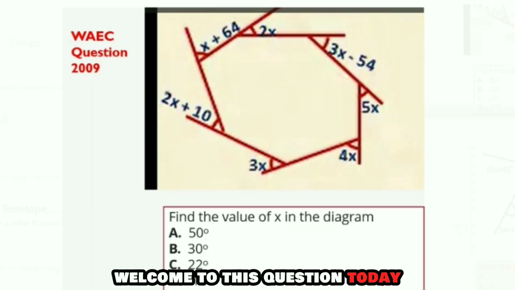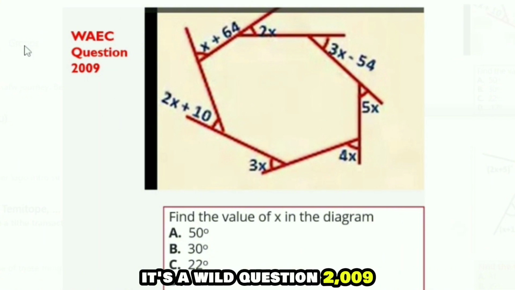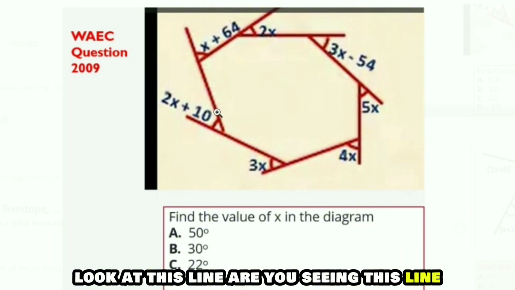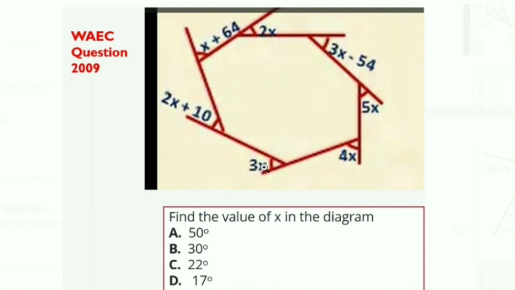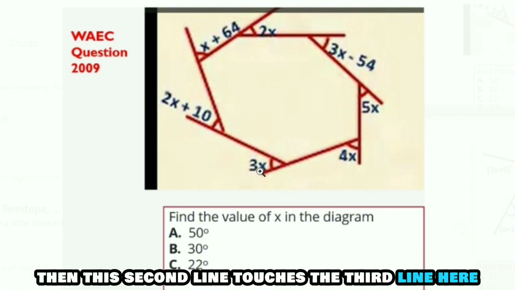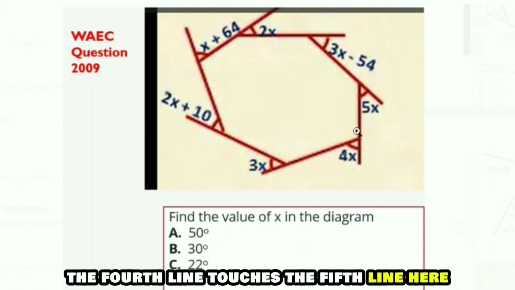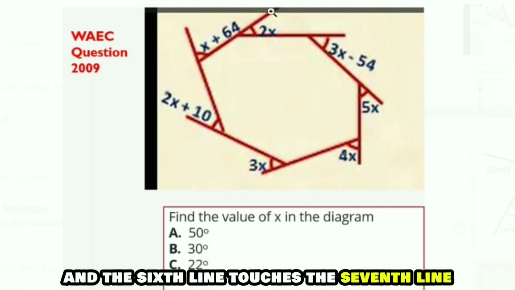Welcome to this question today. It says find the value of x in this diagram. It's a WAEC question, 2009. Now watch it. Look at this line. It touches another line here. Then this second line touches the third line here. The third line touches the fourth line here. The fourth line touches the fifth line here. The fifth line touches the sixth line here. And the sixth line touches the seventh line.